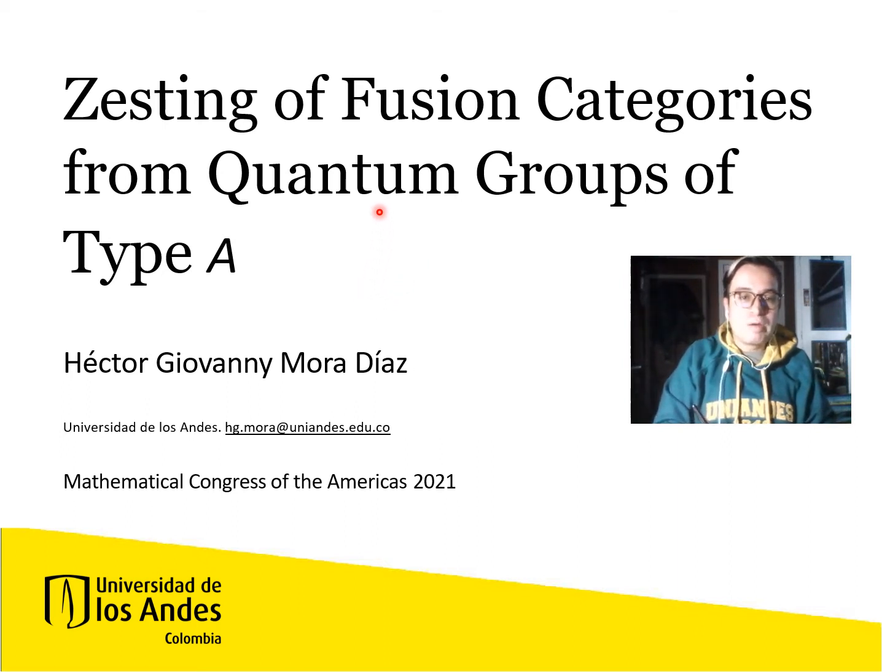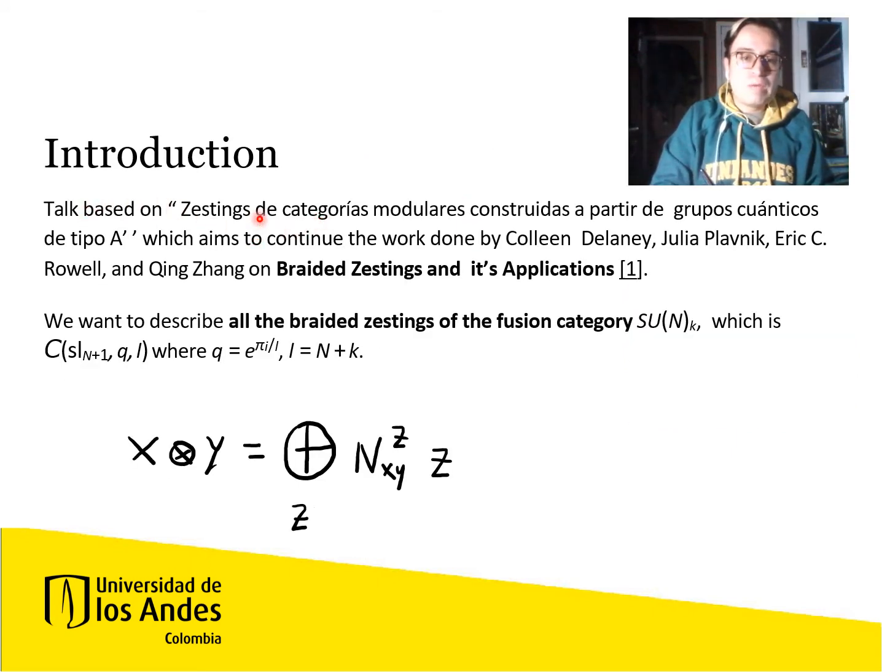I'm going to talk about testing of fusion categories from quantum groups of type A. This talk is based on my master thesis, which is also a continuation of the paper "Braided Zesting and its Applications" by Colleen Delaney, Julia Plavnik, Eric Rowell, Qing Zhang, and César Galindo, where they introduce zesting as a new way to construct a new fusion category from a given fusion category by changing its fusion rules. Here by fusion rules, I'm talking about the way that we decompose a tensor product of two simple objects into a direct sum of simple objects.